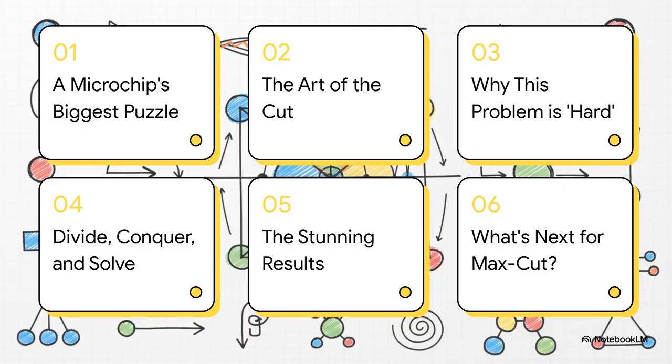So here's our game plan. First up, we're going to look at why this puzzle even matters in the real world. Then, we'll get into the nitty-gritty of what it is and why it's so ridiculously hard to solve. From there, we'll uncover a brilliant strategy for cracking it, check out some really stunning results, and finally, we'll take a peek into what's next.